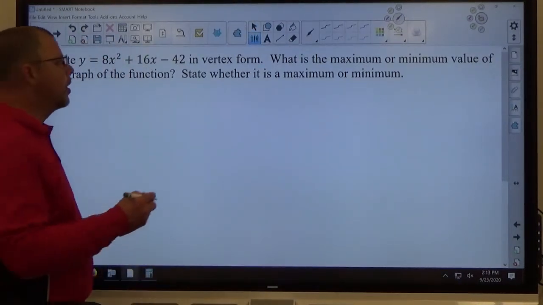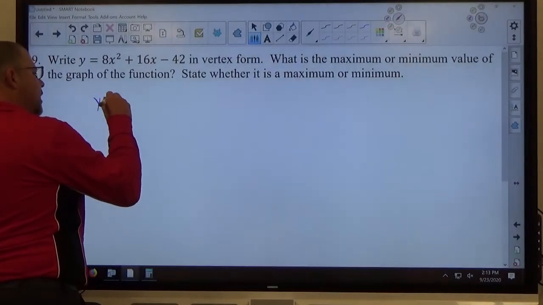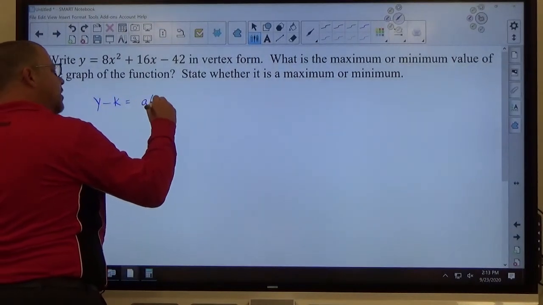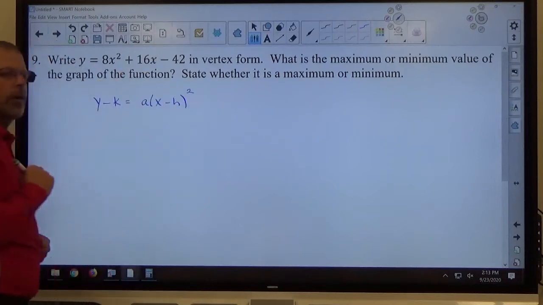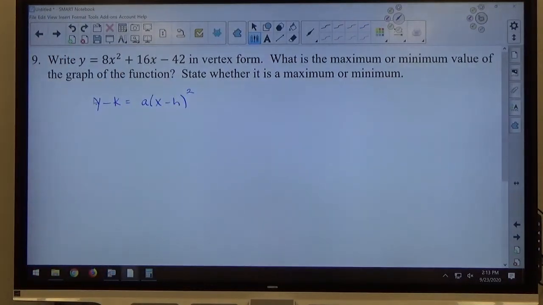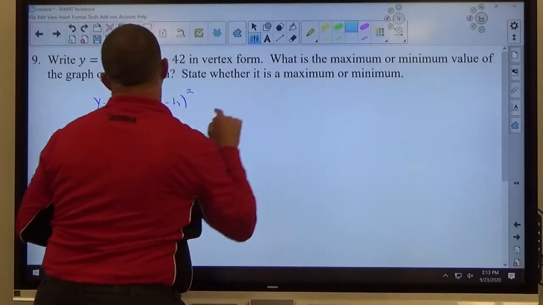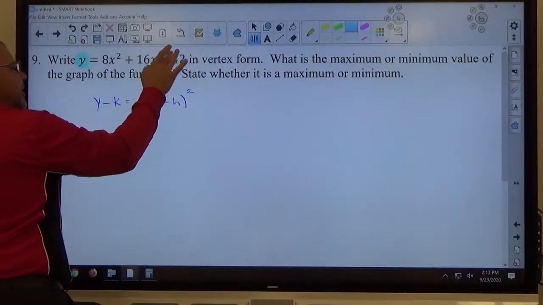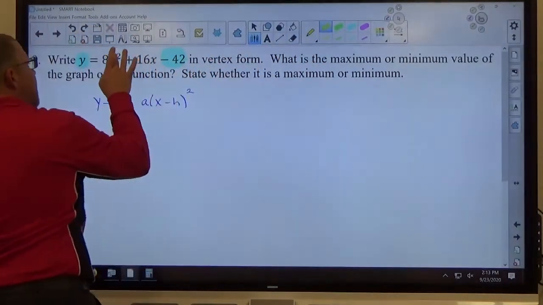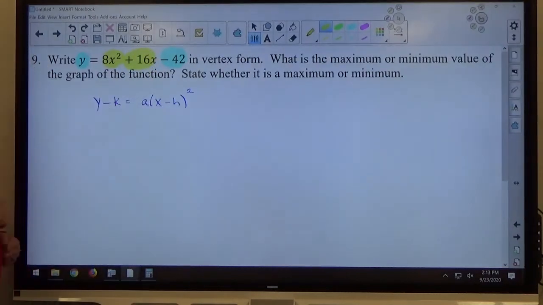Again, vertex form, if you recall, looks like this. y minus k equals a times the quantity x minus h, squared. That's what it looks like. So making vertex form is just transforming the equation into this structure. And the way we do that is, first off, everything that's not x has to go on one side, everything that is x goes on the other side. So the first step of vertex form is just rearrange things so that everything not x is on one side, everything x is on the other.